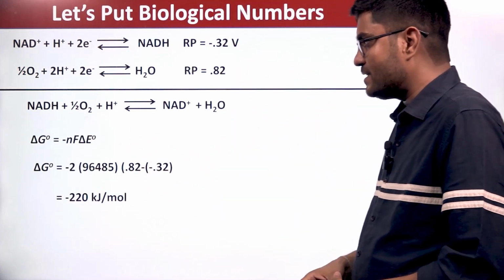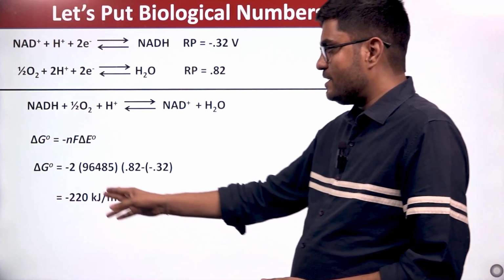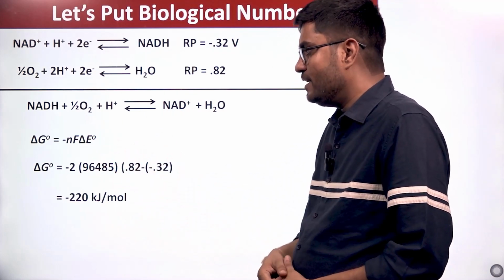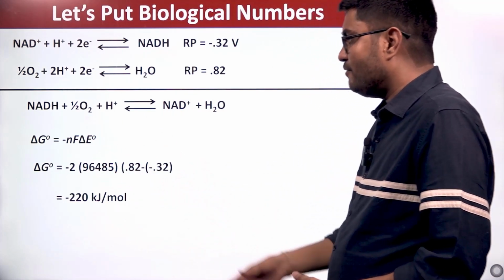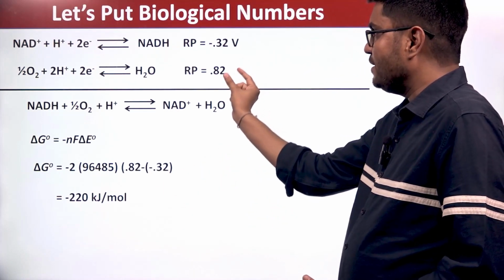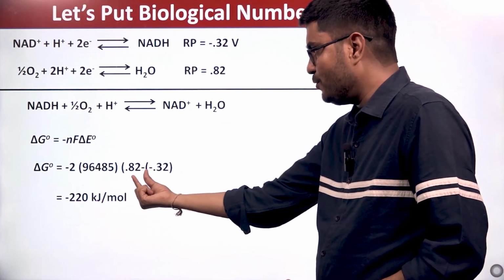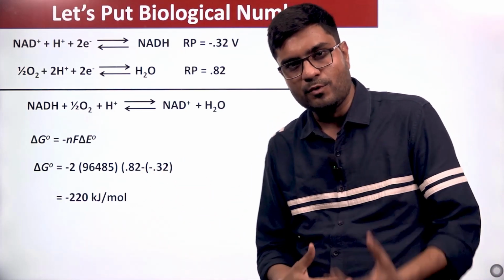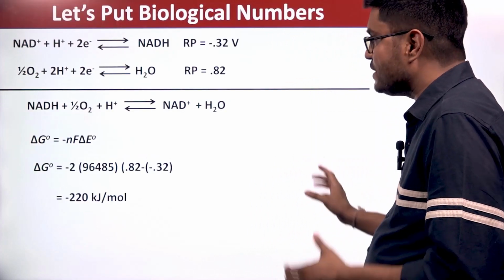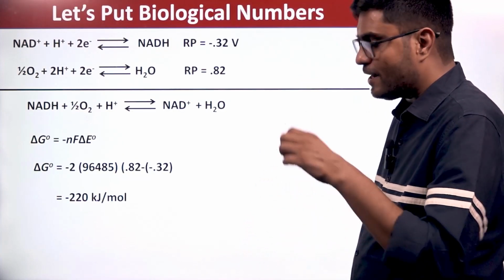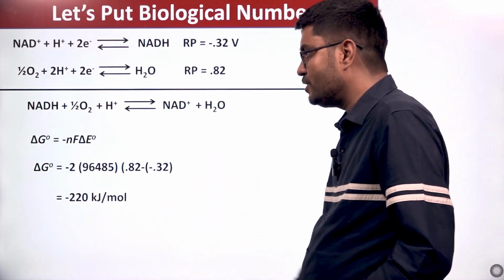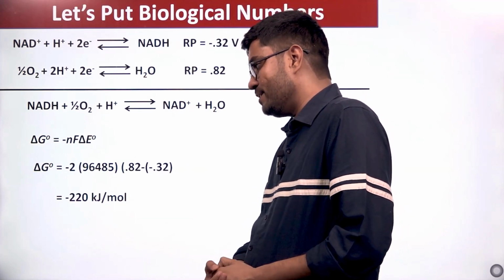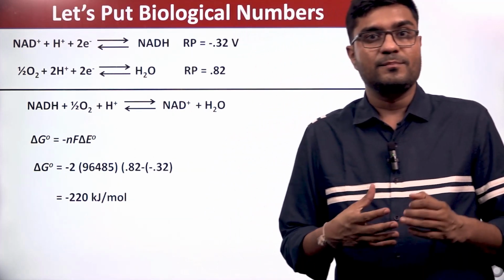Delta G is equal to minus nF delta E. Delta G is equal to minus 2, since 2 electrons are being transferred. F is the Faraday constant, that is 96485. What is delta E? Acceptor minus donor, 0.82 minus (minus 0.32). The answer is about minus 220 kilojoule per mole. So the amount of energy released in electron transfer from NADH to oxygen is equivalent to minus 220 kilojoule per mole.